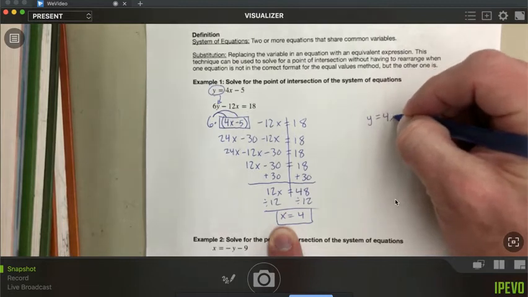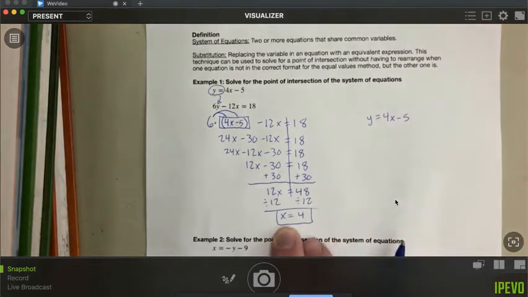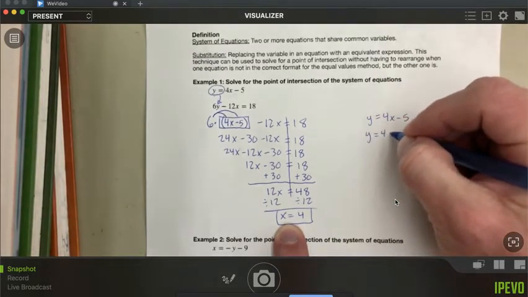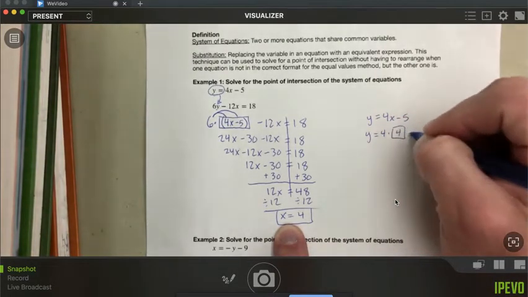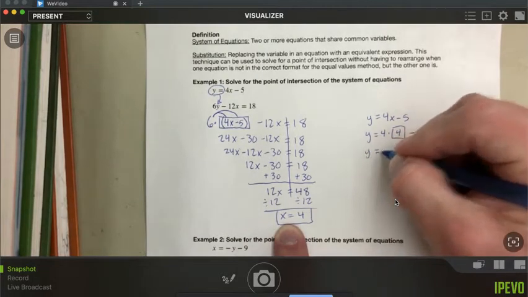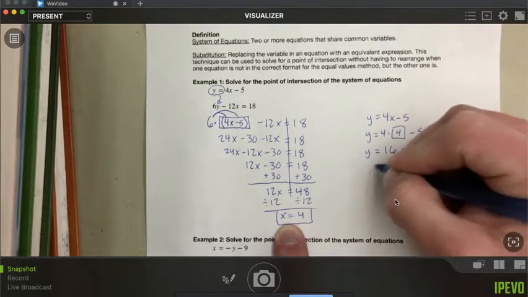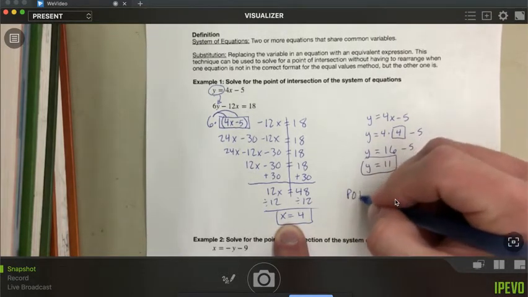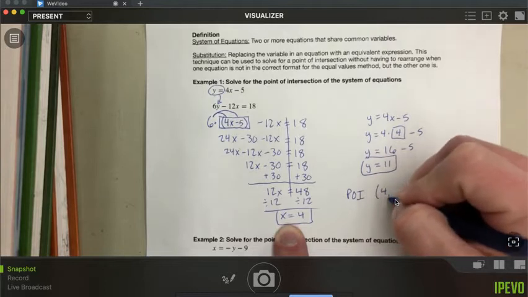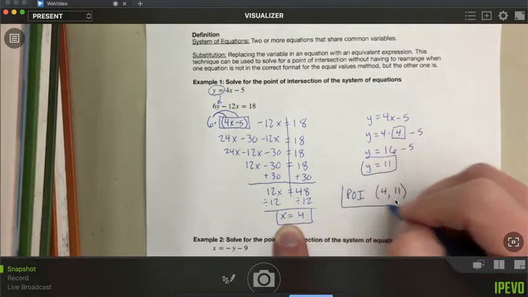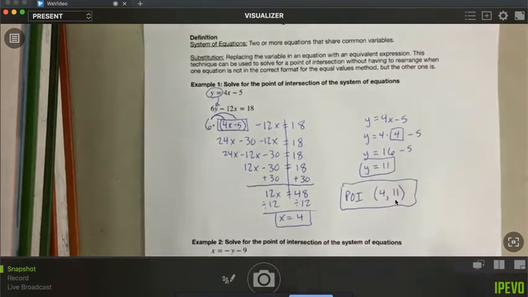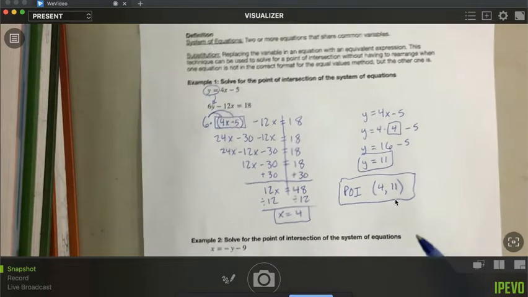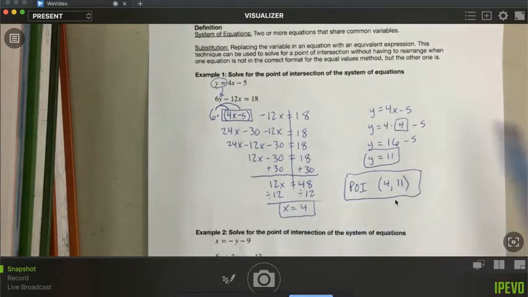So I have y equals 4x minus 5, but we just found out that x equals 4. So really it's just 4 times 4 equals 16 minus 5, or y equals 11. So my point of intersection is (4, 11). That's all there is to it. So instead of having to rearrange and then use the equal values method, we can use what's known as substitution.